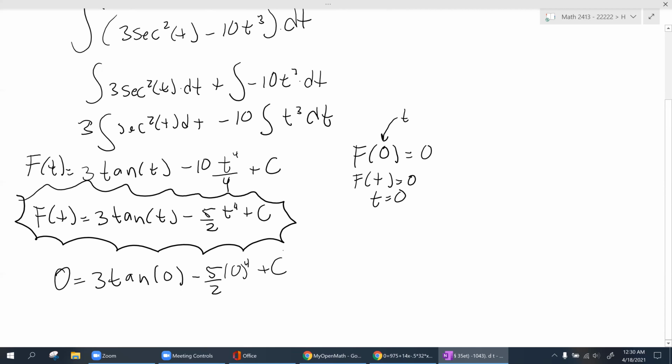Right. So it gives me that right there. Sorry about that. Right, what is tangent of 0?